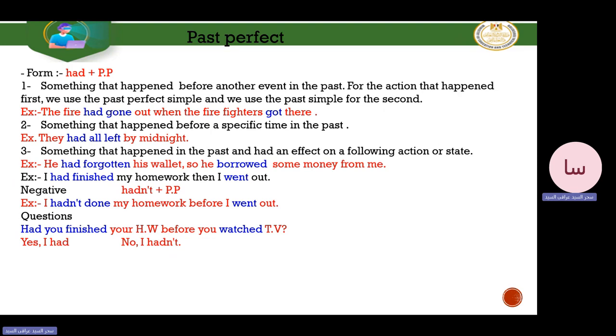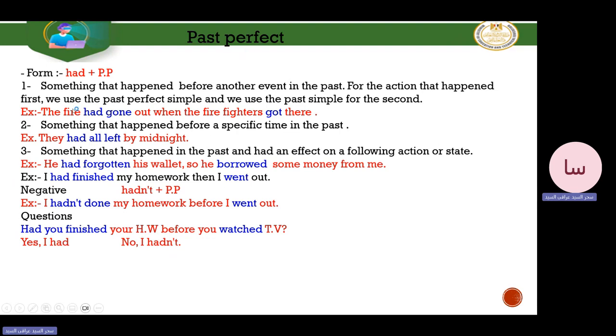In short, if we have two actions in the past, the first one is past perfect and the second one is past simple. Okay, again, if we have two actions that happened in the past, the first action is always past perfect and the second action is past simple. Sometimes the first action has influence on the second action.